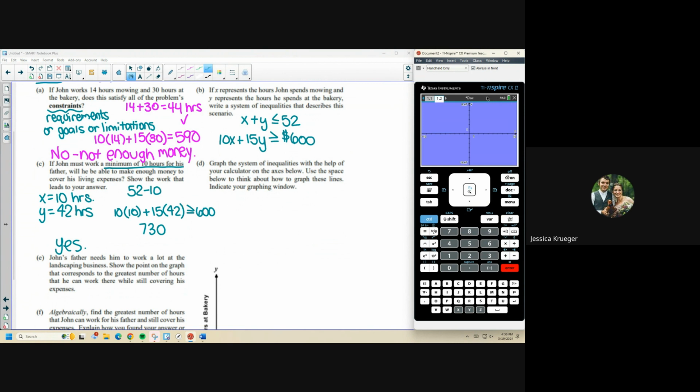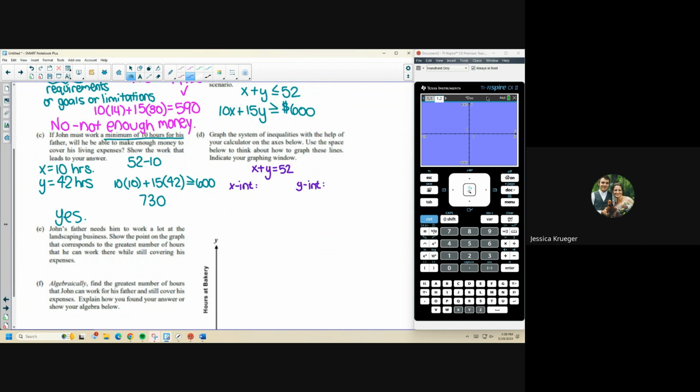Well, sometimes in a real world situation, we've got to think about what our largest possible x and y values might be. So I'm going to start with my top inequality, but I'm going to graph it as a line. X plus y equals 52. And I'm going to figure out what my x-intercept is and what my y-intercept is, because that'll give me an idea of how far up the x and y axis I have to go.